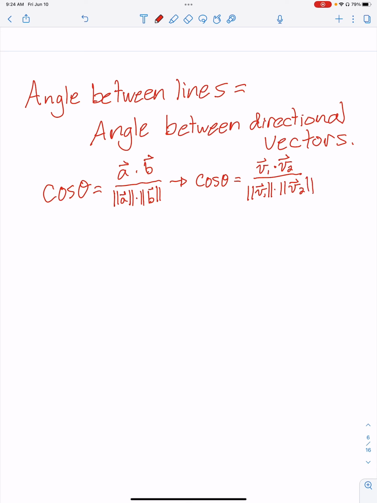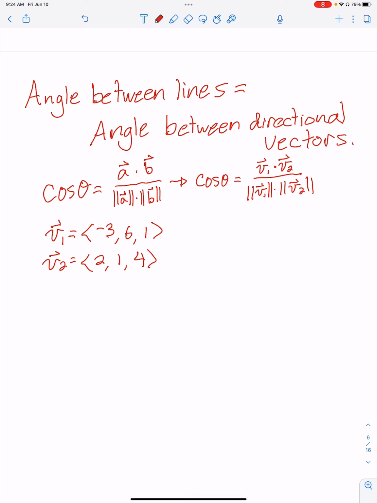From the last problem, let me write that down. Make sure I grab the right one. Yeah, so here's V1 and V2. You may have them in front of you. I just had to turn my page. So we had V1 equals negative 3, 6, 1, and we also had V2, which was 2, 1, 4.